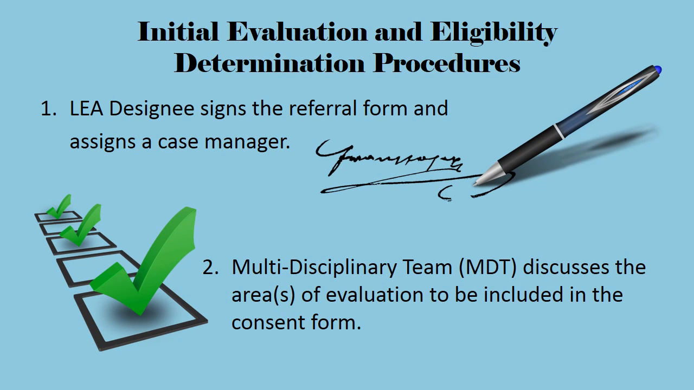The initial evaluation and eligibility determination procedure begins when the LEA designee signs the referral form and assigns a case manager. Then, the multidisciplinary team, or MDT, discusses the areas of evaluation to be included in the consent form. The MDT is made up of the special education team, including the special educator, school psychologist, speech and language pathologist, and other specialists involved in determining which areas of need for the student need to be evaluated.